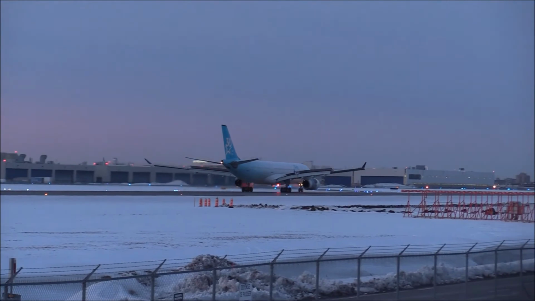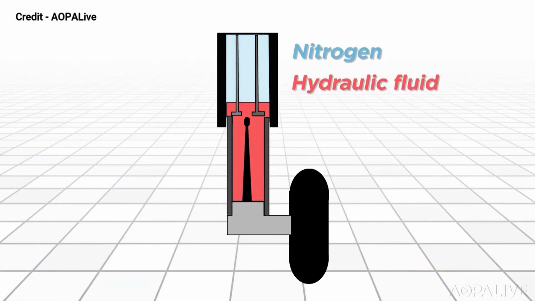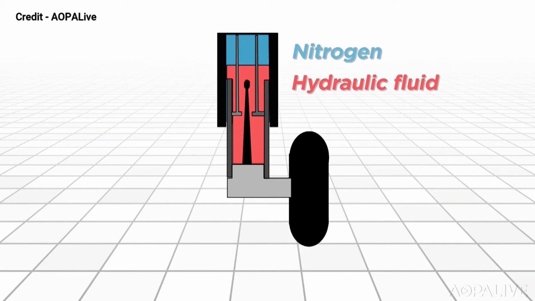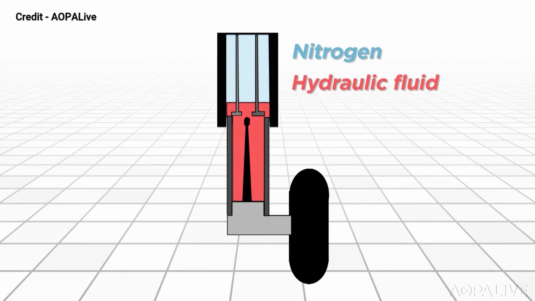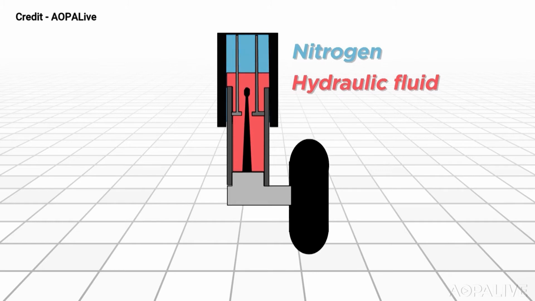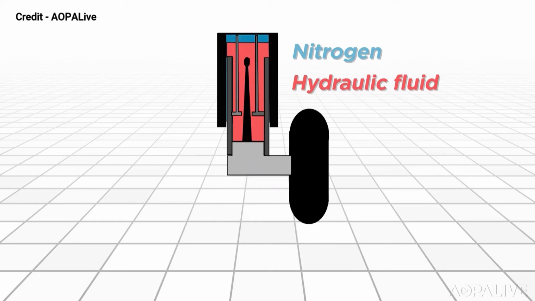To understand and visualize this, we will see one video. A small amount of hydraulic fluid is put under pressure by nitrogen gas in a straight cylinder. A piston attached to the aircraft wheels moves back and forth, compressing the gas, which absorbs the energy when hitting the runway. Now we will see the construction of the strut.